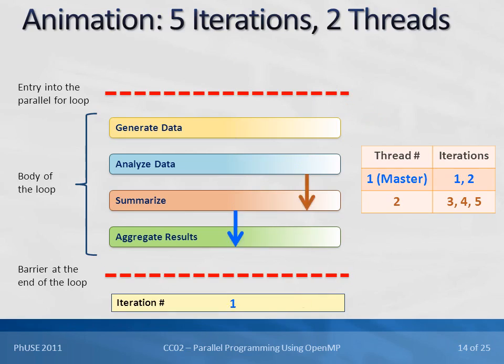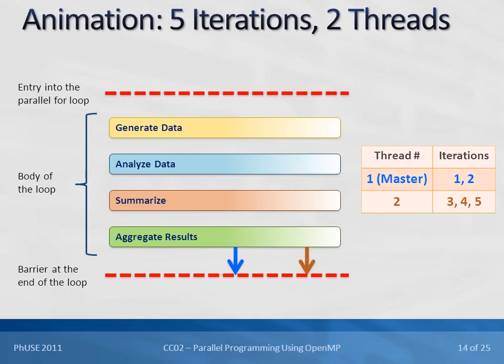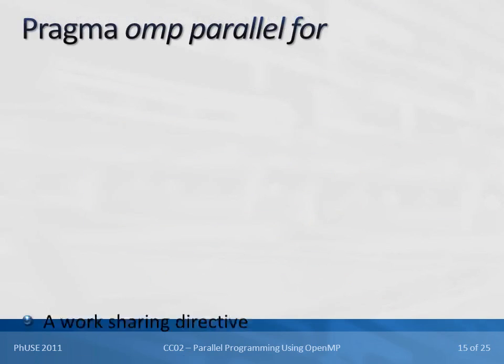Let us now look at the compiler directives or pragmas that we used in this code snippet. First, the OMP parallel for. This is a work sharing directive. It tells the compiler that the workload in your program should be divided among multiple threads.